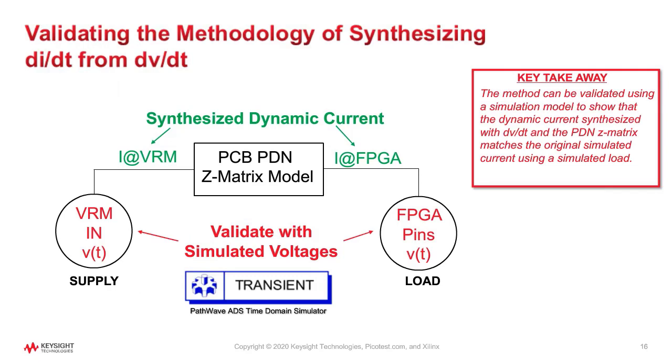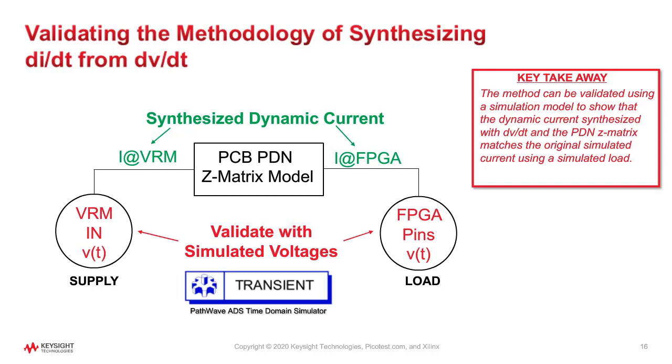The method is simple. Stimulate the model for the PCB PDN with measured dynamic voltages and let the PathWave ADS transient simulator determine the dynamic switching currents. The simple schematic shows that the dynamic voltage at the VRM can be used as the supply connection, and the dynamic voltage at the package pins can be used as the load connection to the PCB power distribution model for VCC int. By applying measured dynamic voltages simultaneously at the input and output of the PDN impedance matrix, the simulator is able to synthesize the corresponding dynamic current.